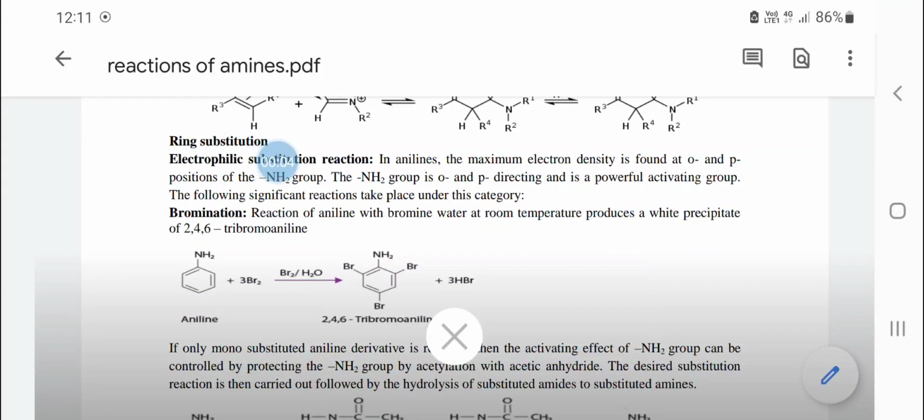Ring substitution reactions are mainly possible in the aromatic amines. Here we can see the electrophilic substitution reaction. We know that the maximum electron density is found at the ortho and para positions. Therefore, the substitution also takes place at ortho and para positions.